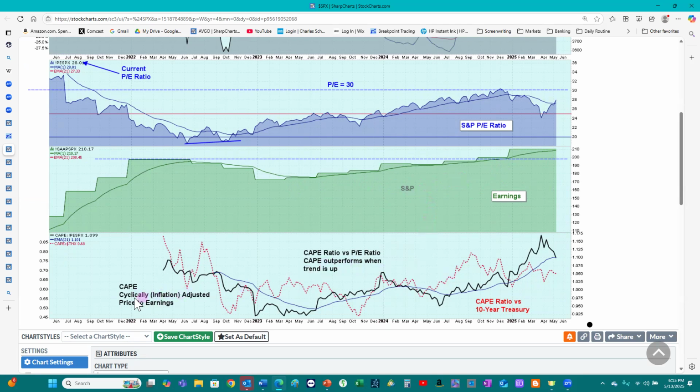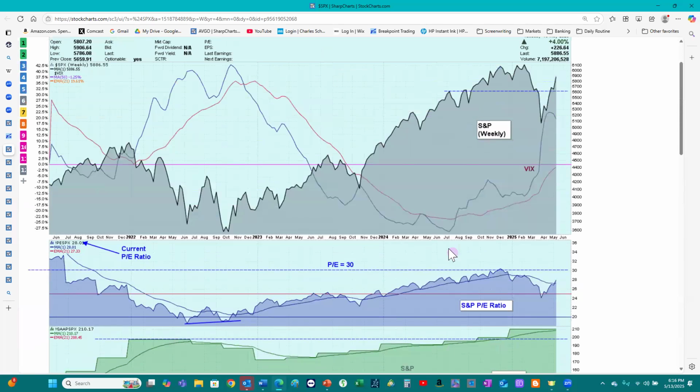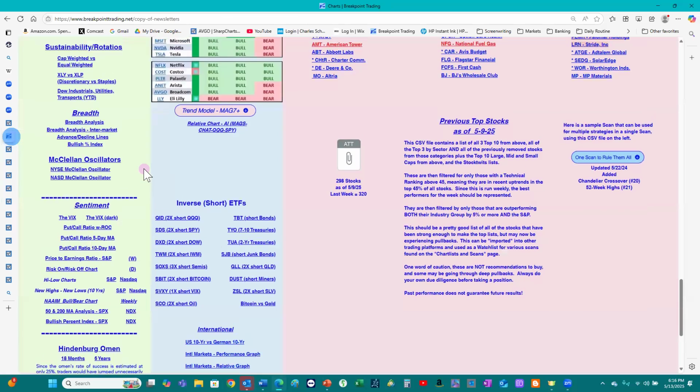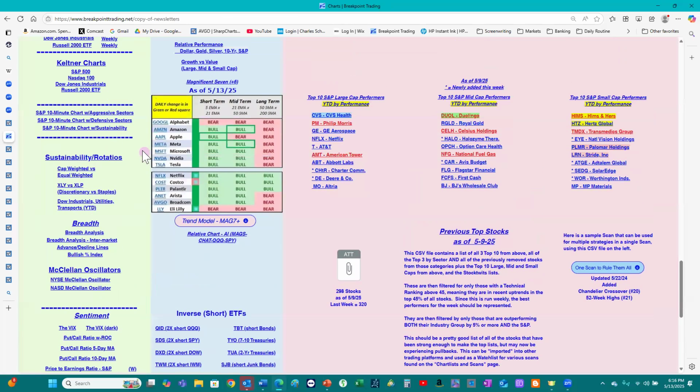CAPE is a cyclically adjusted price to earnings, or inflation adjusted price to earnings. So this is the CAPE ratio versus the regular PE, the black one, and the red one is the CAPE ratio versus the 10-year Treasury, which you see is on a downtrend versus the 10-year. All right, let's also take a look at the 10-minute charts, because there's something really interesting going on here.